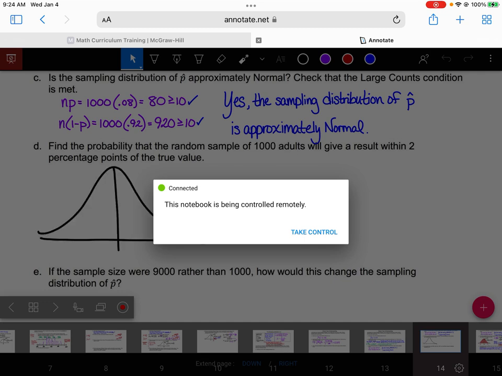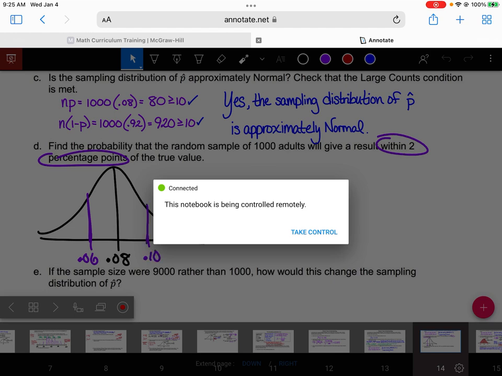What do I want right in the center? 0.08. 8%. Within 2 percentage points. So 8%, and then I want 2% on either side of that. So what's 2% smaller? 0.06. What's 2% bigger? 0.1.